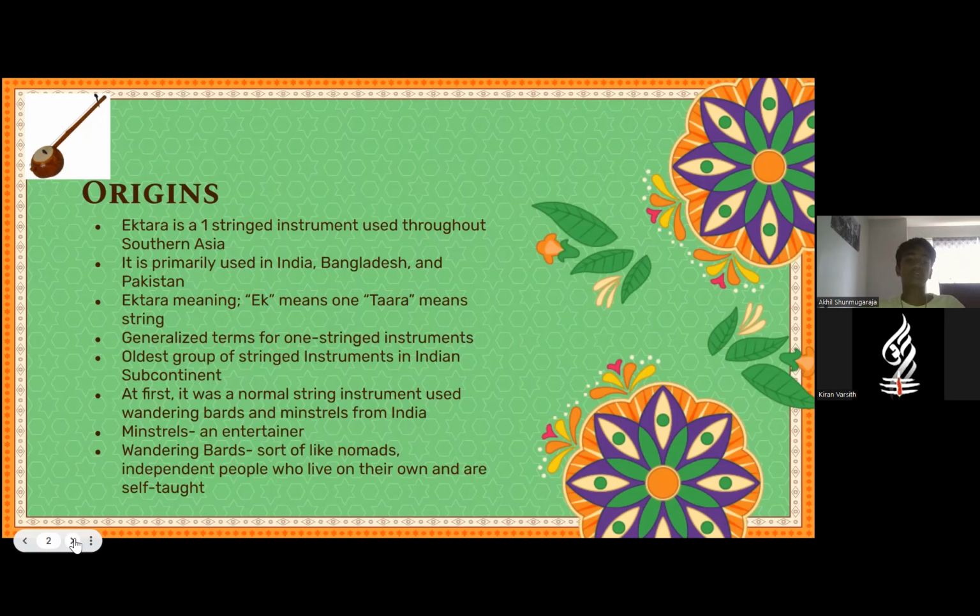This is in fact the oldest group of string instruments in the Indian subcontinent. It came out before two or three string instruments, which are indeed a variation of the Ektara. At first, it was a pretty normal string instrument that was used by wandering bards and minstrels from India, around 600, 700 years ago. And as it gained popularity, there were different variations of it that came along.